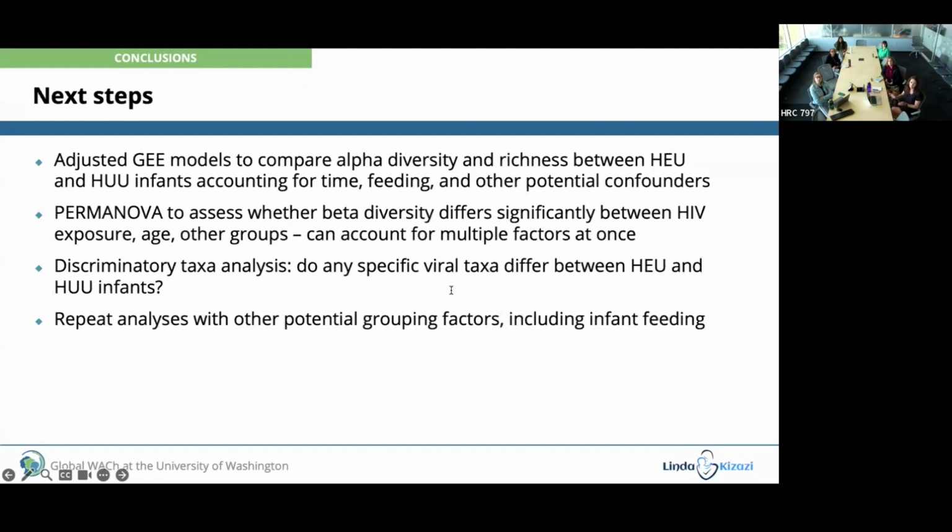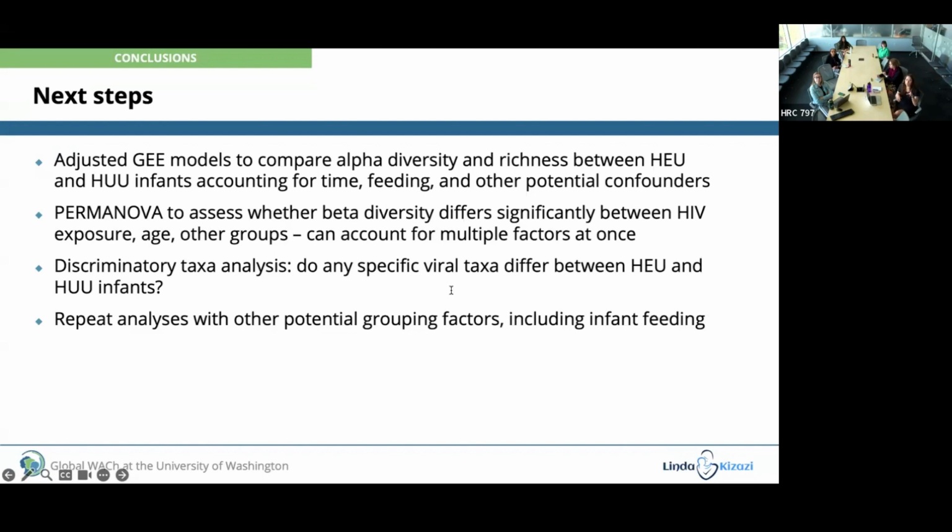And next steps. The next step is to do some more rigorous modeling for those diversity outcomes and richness. So I'm going to use some GE models adjusted for potential confounders. This is the epi part that gets to come in. There's a method called Hermanova that is used for beta diversity. It can take that matrix and essentially do modeling on that and account for some of these other factors as well. So we'll get some data for beta diversity too that are more complex than the pairwise testing that we've been doing.